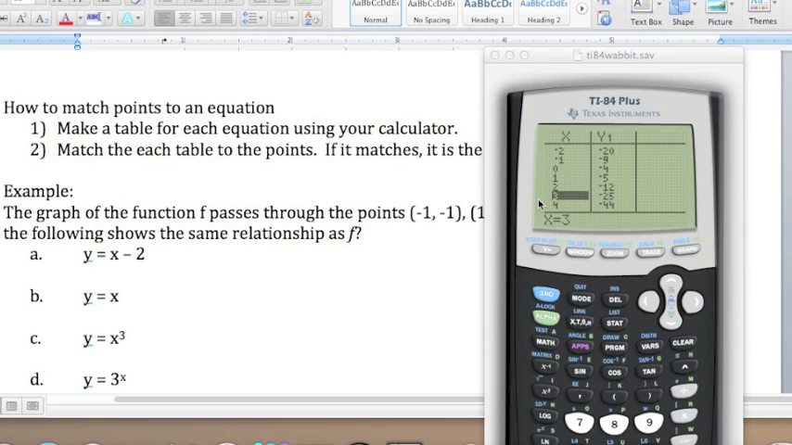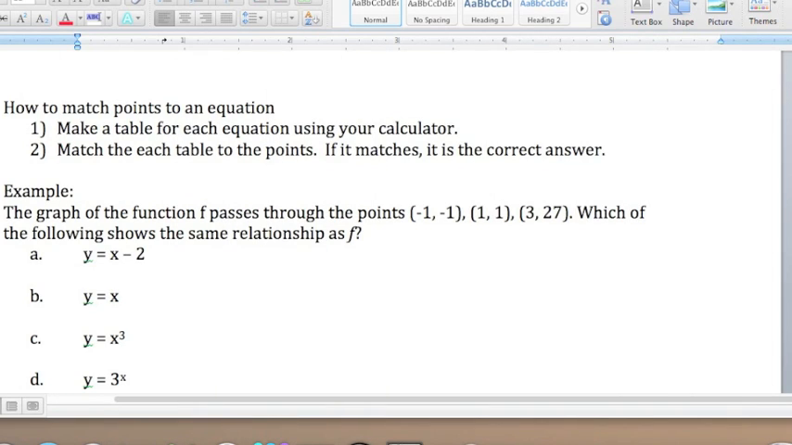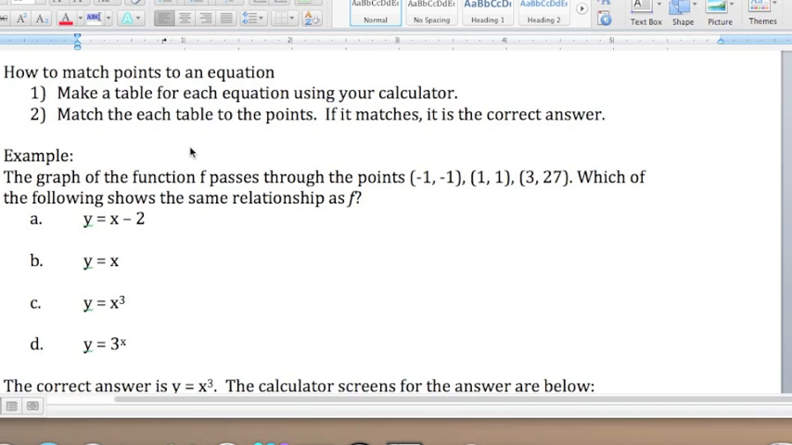Now what we're going to do is match equations to points. So you're still going to want your calculator. We're going to make a table for each equation using your calculator, and then we're going to see if the points on the table match the points that you are given. So pretty easy. It is a guess and check method.